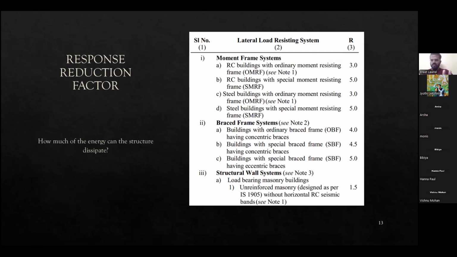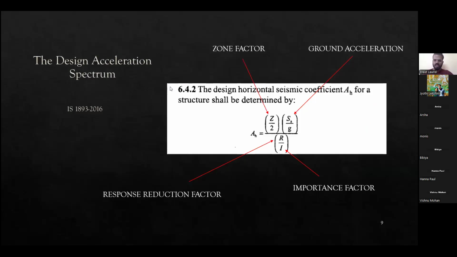If you see the first one, that is moment frame systems, A, RC buildings with ordinary moment resisting frame. So whatever we have seen so far in the sites that are around your homes, the simple structures are all ordinary moment resisting frame structures. So what is the response reduction factor given there? It is 3. Whereas when it's a ductile building, that is RC building with special moment resisting frame, the response reduction factor becomes 5.